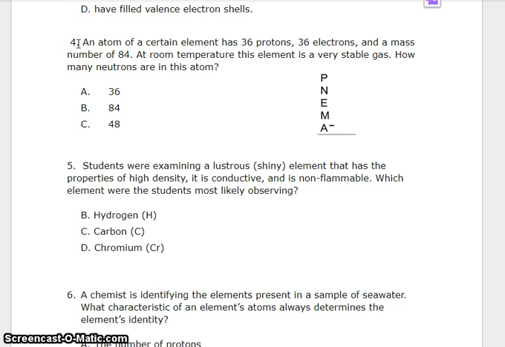Number 4. An atom of a certain element has 36 protons, 36 electrons, and a mass of 84. At room temperature, this element is a very stable gas. How many neutrons are in the atom? 36 protons, 84 mass. How many neutrons?